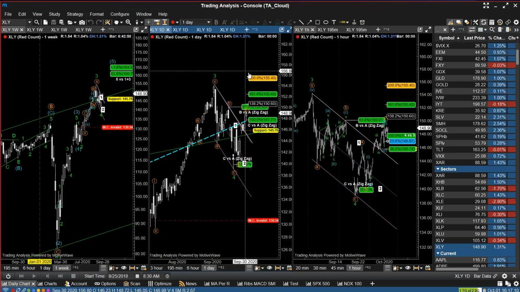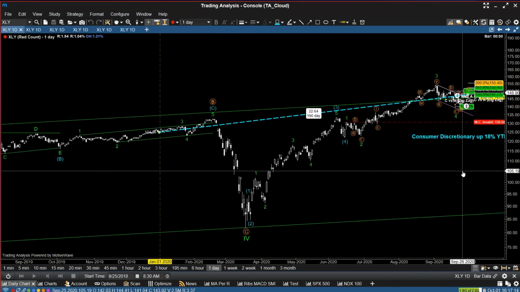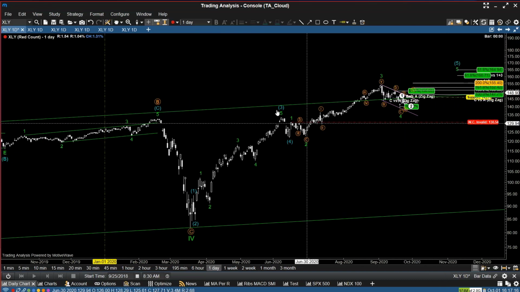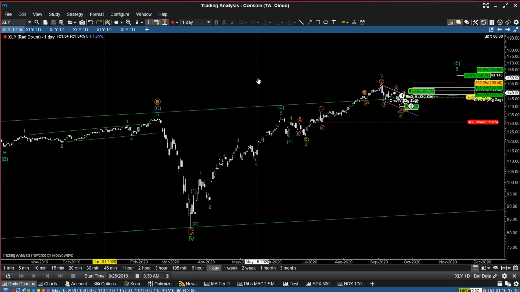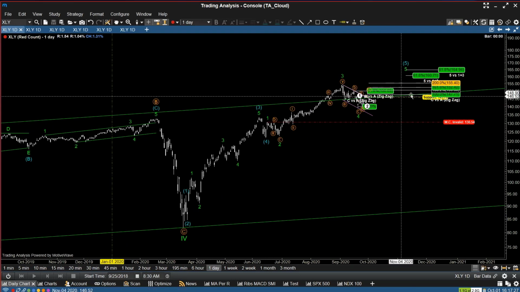Consumer discretionary has been acting remarkably well as of recent. Consumer discretionary is up 18% year to date. The S&P is only up a few percent year to date, and the Nasdaq 100 is up over 30, I believe it's 35% year to date. Really rather remarkable outperformance of tech.